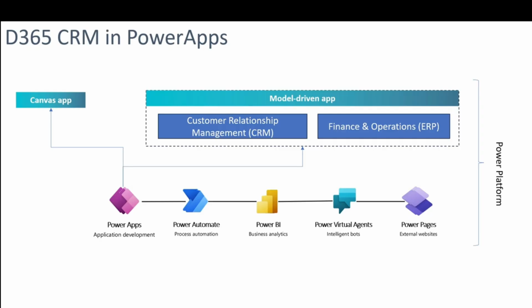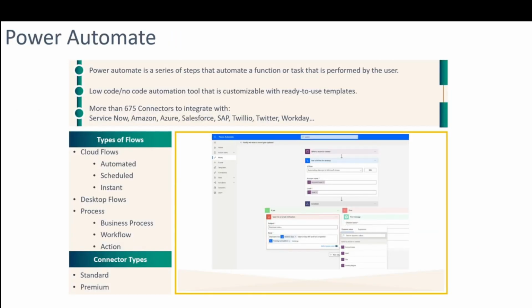What is Power Automate? Power Automate is nothing but a tool to automate a business process. We'll take a couple of examples, but before that, Power Automate is basically a low code platform. It's a part of the Power Platform. There are a lot of ready-to-use templates, and it has a lot of connectors. It keeps growing; as of now, I can say there are 675 connectors available to integrate.